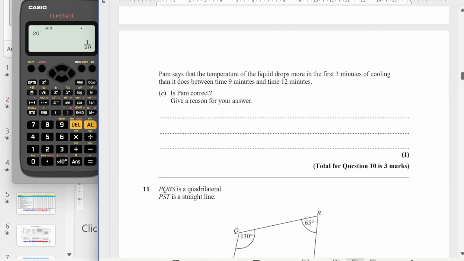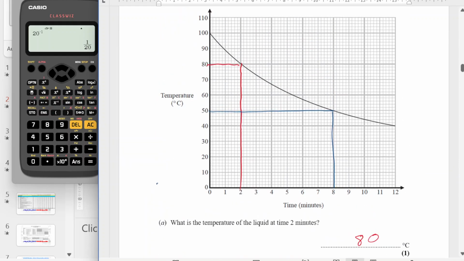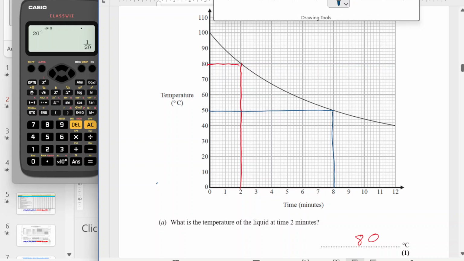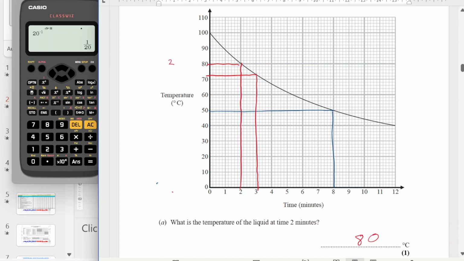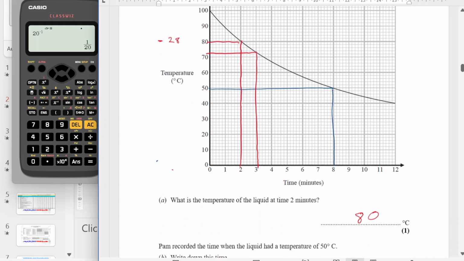And then part C. Pam says the temperature in the liquid drops more in the first 3 minutes of cooling than it does between 9 and 12 minutes. Is Pam correct? So the first 3 minutes of cooling, it's dropped by roughly from 200 to 72. So it's dropped roughly 28 degrees. Okay, so in the first 3 minutes, it's cooled by 28 degrees.